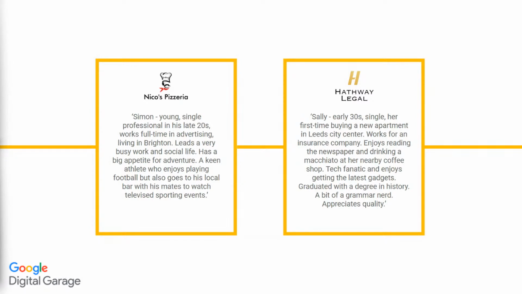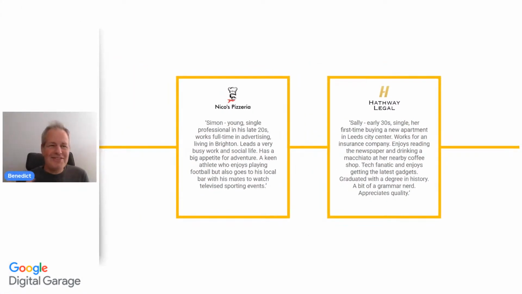Then there's Sally with Hathaway Legal. So this is the persona that they've built up. Sally, early 30s, single. Her first time buying a new apartment in Leeds city centre. Works for an insurance company. Enjoys reading the newspaper and drinking a macchiato at her nearby coffee shop. Tech fanatic and enjoys getting the latest gadgets. Graduated with a degree in history. A bit of a grammar nerd. Appreciates quality. Okay, so that's just to give you an idea of two personas, of two very different companies. The more detail you can provide, the better.